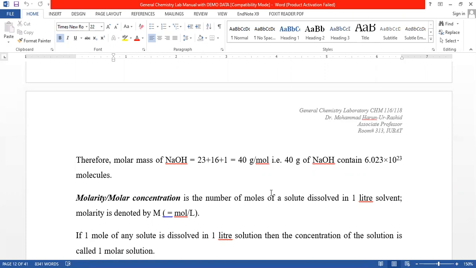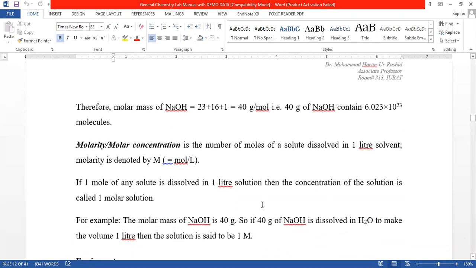All right. So if we dissolve the gram molecular weight of any substance in 1 liter, remember that the solute should be in gram molecular weight and the solvent should be in liters, then the solution will have a concentration of 1 molar. Depending on the amount of solvent and the amount of solute, we can alter the strength or concentration of the solution.